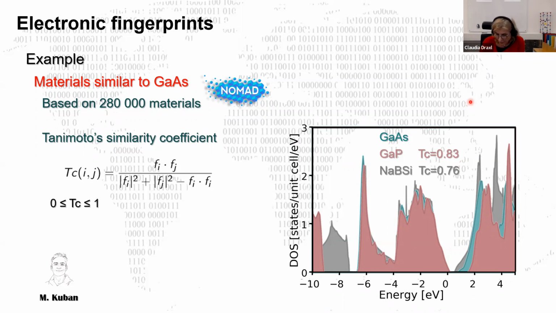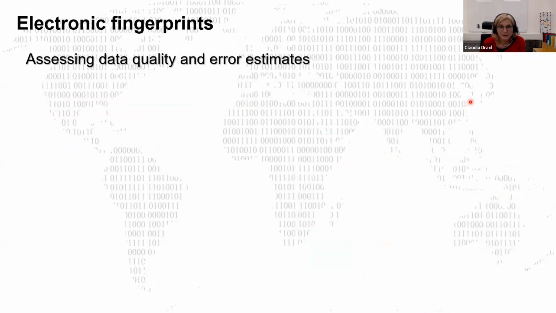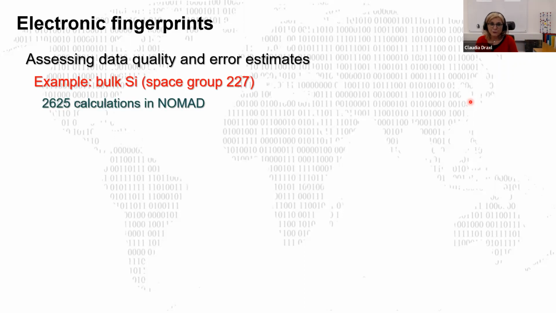But now we were thinking that you could use this fingerprint also for something completely different, namely for assessing data quality and for learning errors of data. So we use exactly the same thing, but now we explore what the impact of a parameter or a method or whatever could be, right?